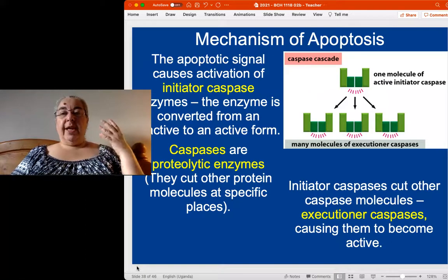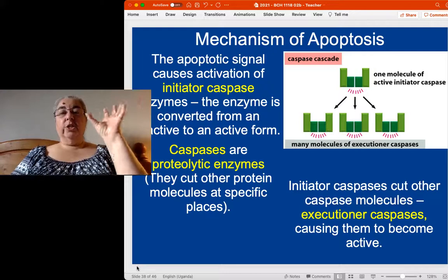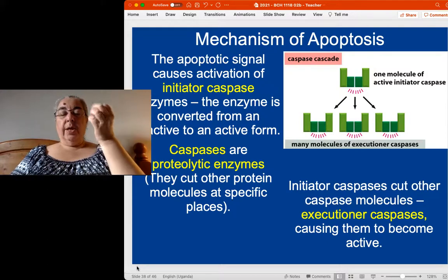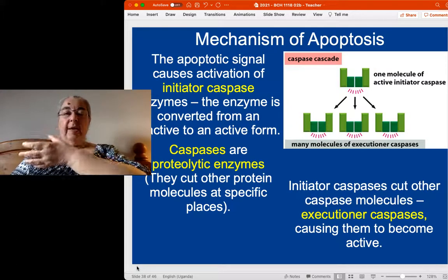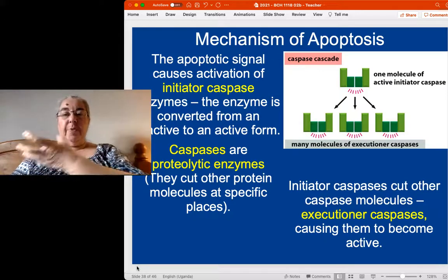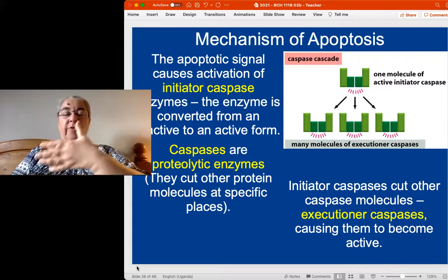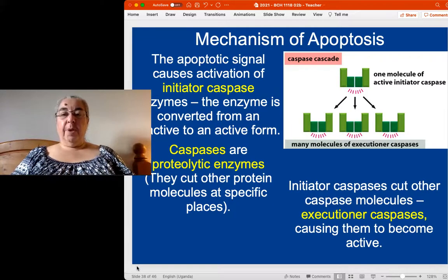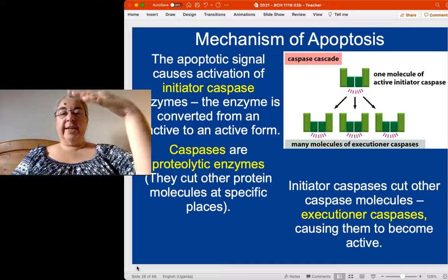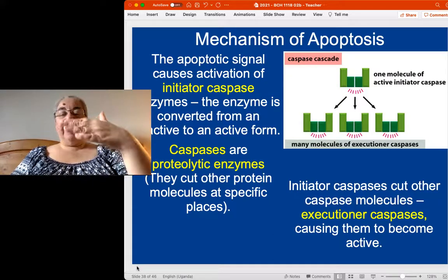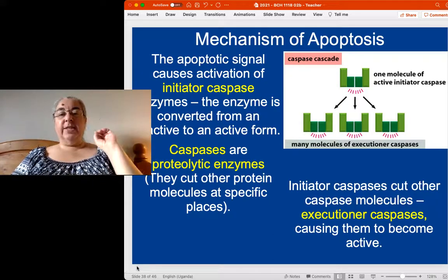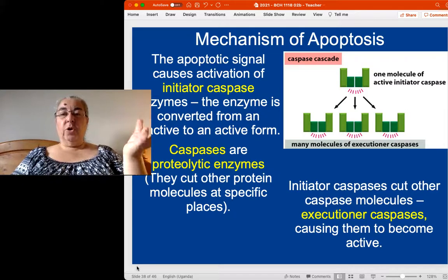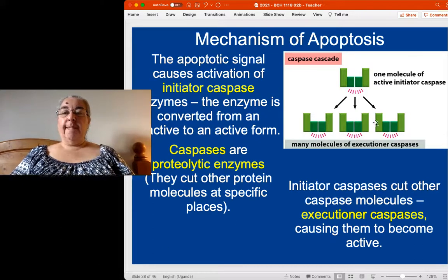So the idea of a cascade is that a signal changes one molecule. That one molecule can then change a number of molecules. Each of that number of molecules can change many more molecules. So at each stage, there is an amplification. The signal gets stronger and stronger at each stage.